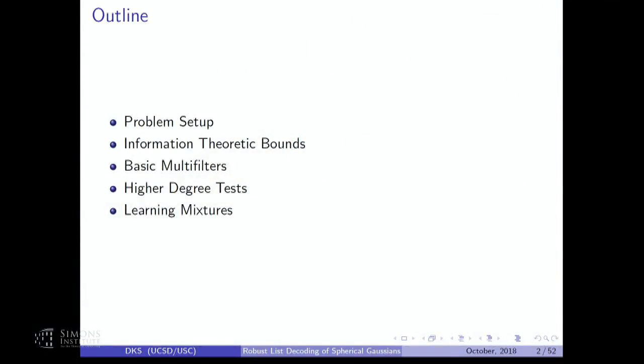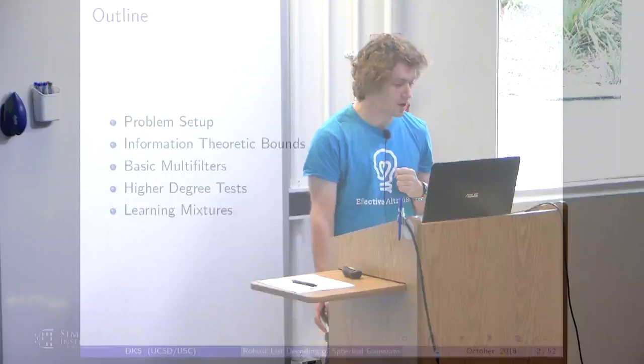That will lead to an obstacle, making it hard to get the kinds of errors that we want. And to overcome that, we're going to need to make use of higher degree information. And I'll talk a little bit about how to do that. And if there's time, I'll then go on and talk about an application to learning mixtures of spherical Gaussians.